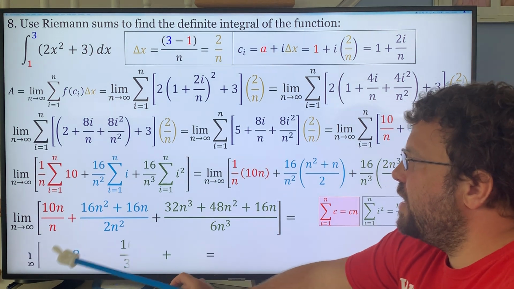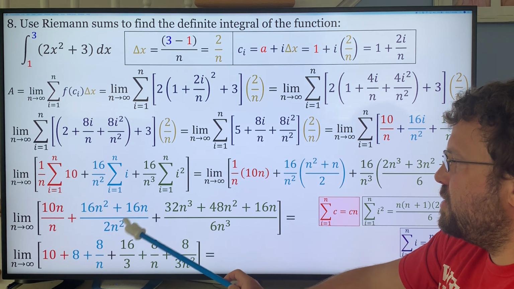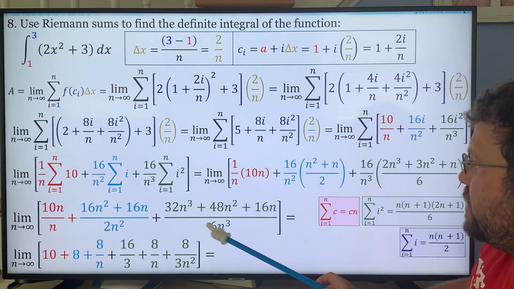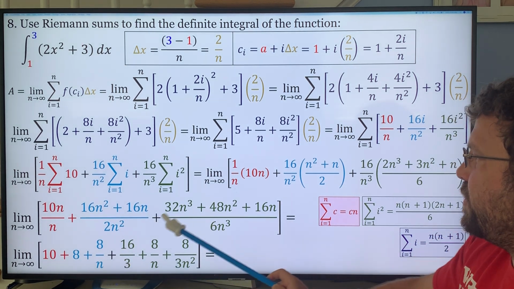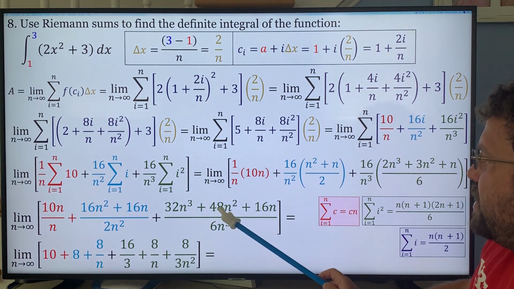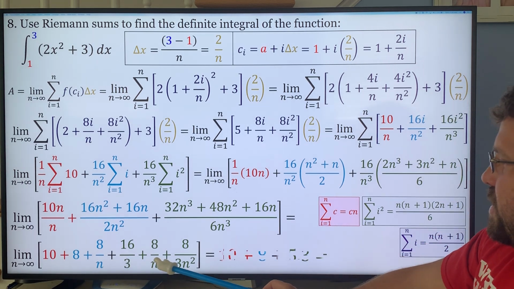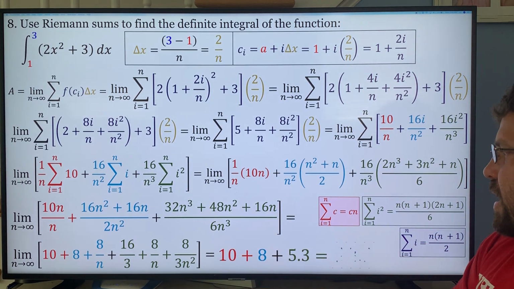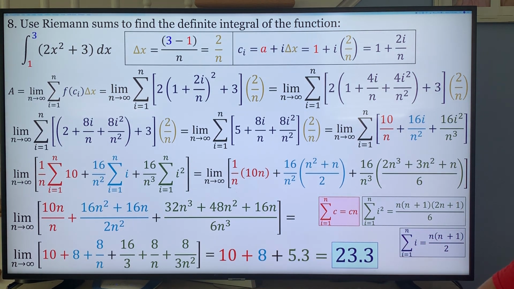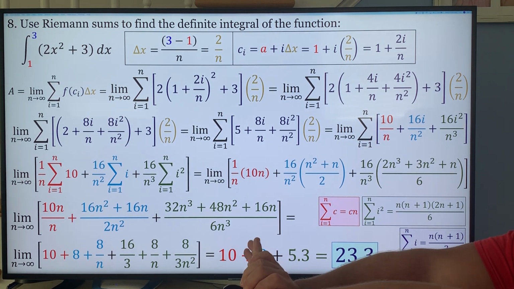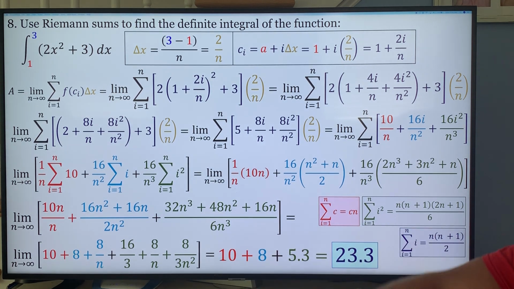10n over n is 10. 8. 0. 32 over 6, we just did 6 over 3, same. This is going to be 0, this is going to be 0. 10, 8, 0, 16 over 3, 0, 0. Add them together, and you get 23.3, 23 and a third. 70 over 3, I think.